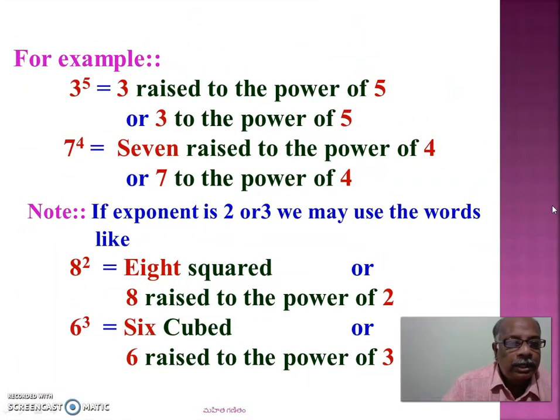For example, 3 to the power of 5, read as 3 raised to the power of 5. 7 to the power of 4, read as 7 raised to the power of 4. If the exponent is 2 or 3, we may use words like squared and cubed. For example, 8 squared or 8 raised to the power of 2. 6 cubed or 6 raised to the power of 3.